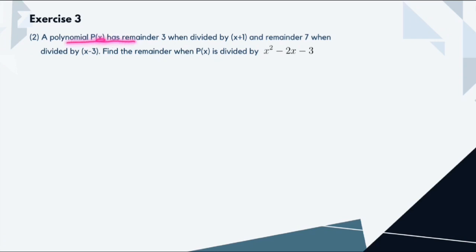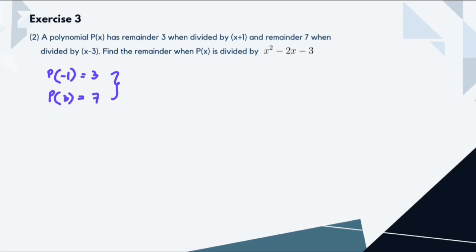A polynomial p(x) has remainder 3 when divided by x + 1 and remainder 7 when divided by x - 3. From this information we can write that when the polynomial is divided by x + 1, so c is -1, the remainder is 3. And when it is divided by x - 3, therefore c is 3, the remainder is 7. This is based on the remainder theorem.